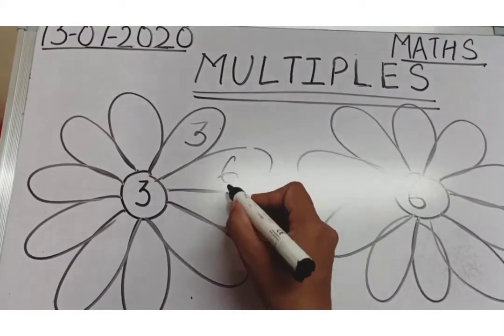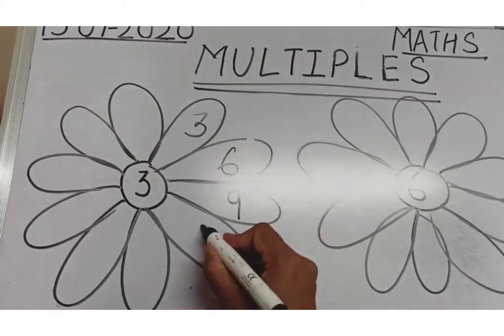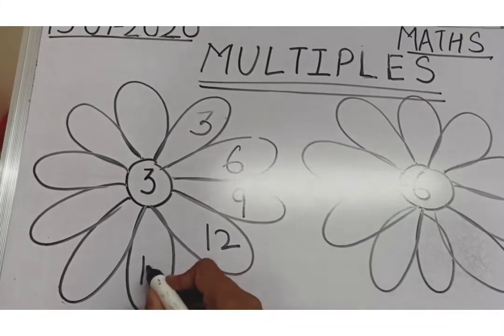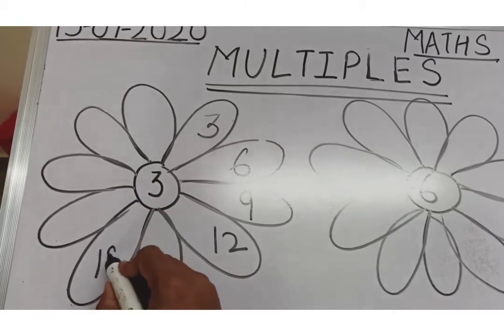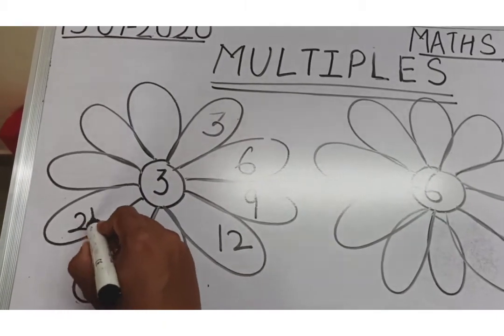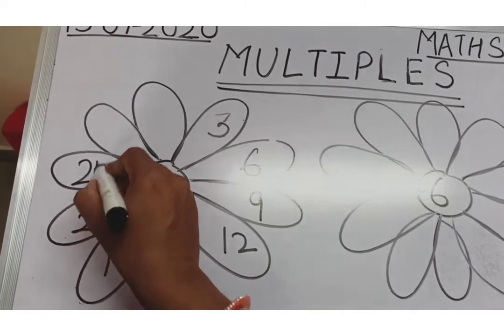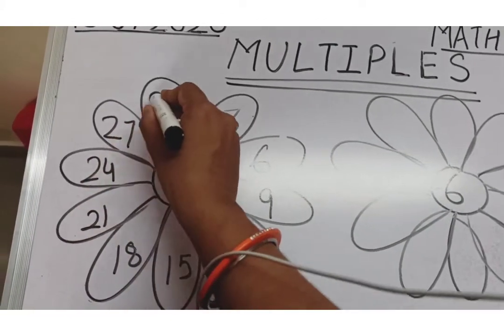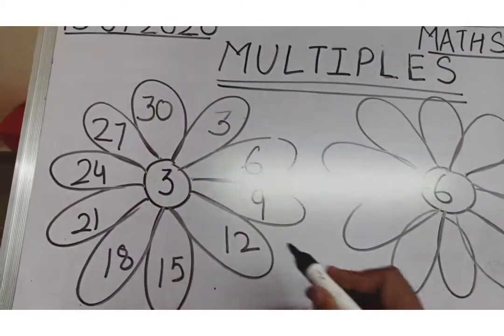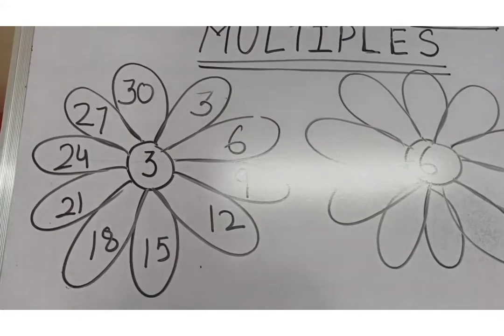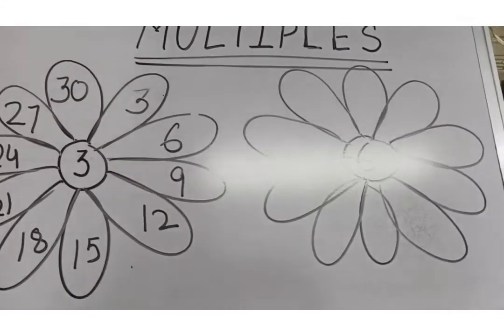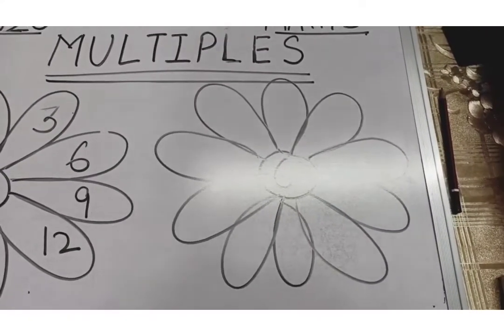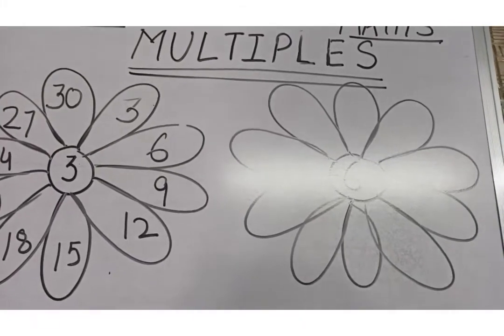3 twos are 6, 3 threes are 9, 3 fours are 12, 3 fives are 15, 3 sixes are 18, then we have 21, 24, 27 and 30. Right?